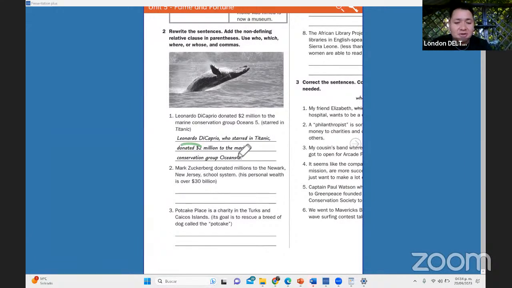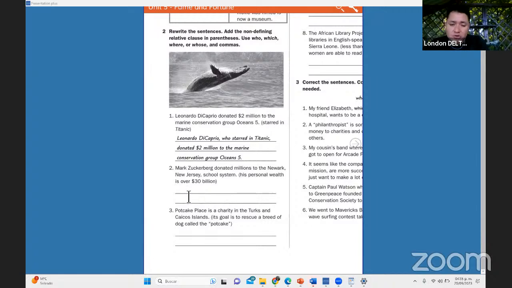Okay. So this is: Leonardo DiCaprio, who starred in Titanic, donated $2 million to the Marine Conservation Group Oceans. So this is the additional information. Let's see the next one. We have Mark Zuckerberg, the one from Facebook. It says Mark Zuckerberg donated millions to the Newark, New Jersey school system. His personal wealth is over $30 billion. This is not the most important information, just secondary information. I want to put the information in those parentheses into the sentence to create extra information and make the non-defining relative clause.